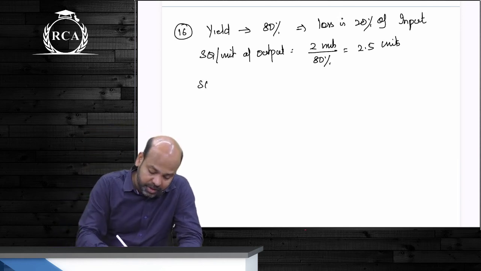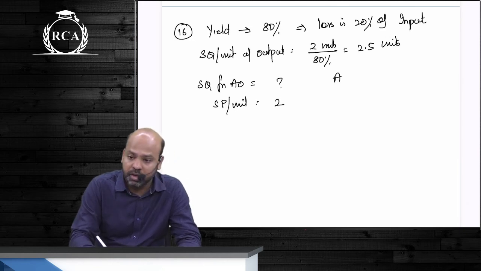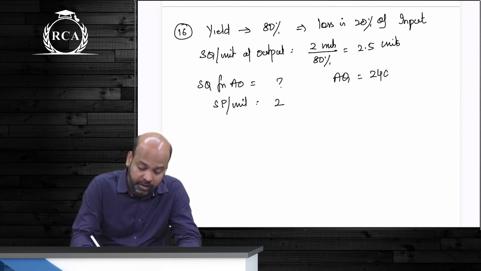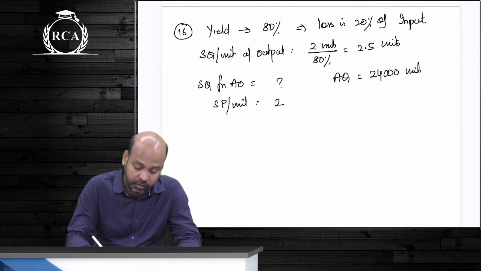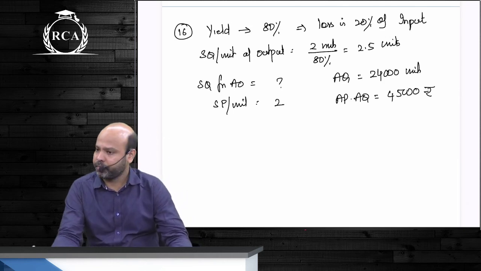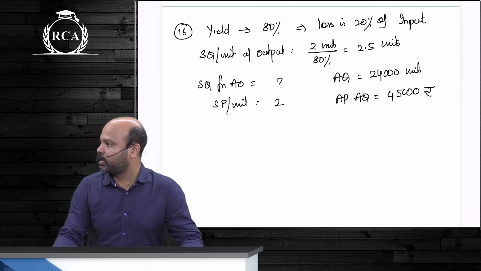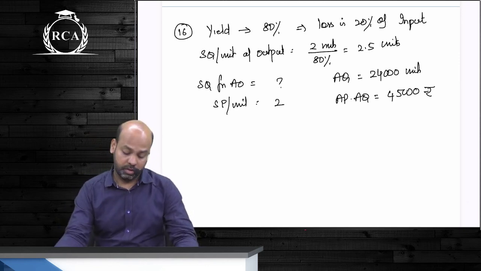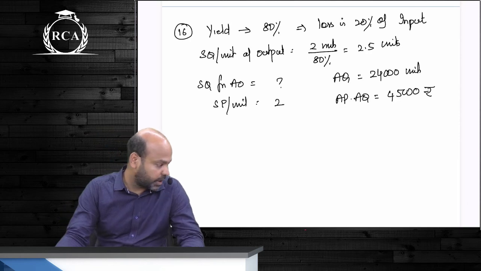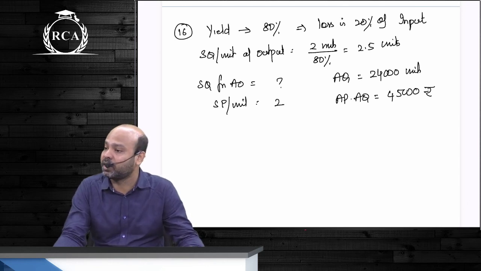Now, what is the information that we have, beta? Standard quantity for actual output is not given. Standard price per unit is given as 2 rupees. Actual quantity consumed is given as 24,000 units. Actual price into actual quantity is given as 45,000 rupees. These are the given details in relation to material variances. I have actual quantity, I have actual cost of raw material, I have standard price per unit, but I do not have standard quantity for actual output.